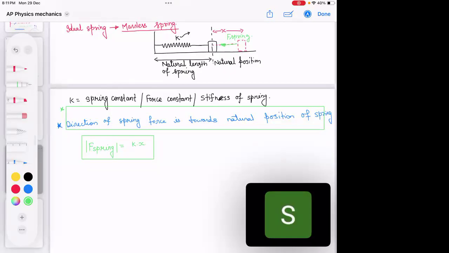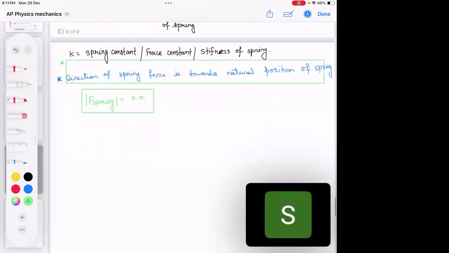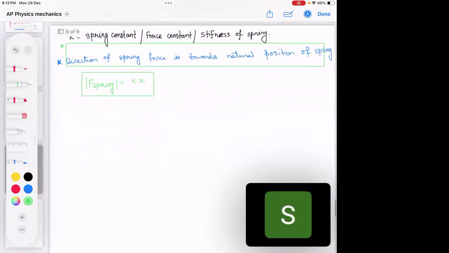That position of a spring is called the natural position of the spring. Every spring has a natural length. Understood? Please tell me. Clear up to this? Let's take an example and try to understand the direction of a spring force.